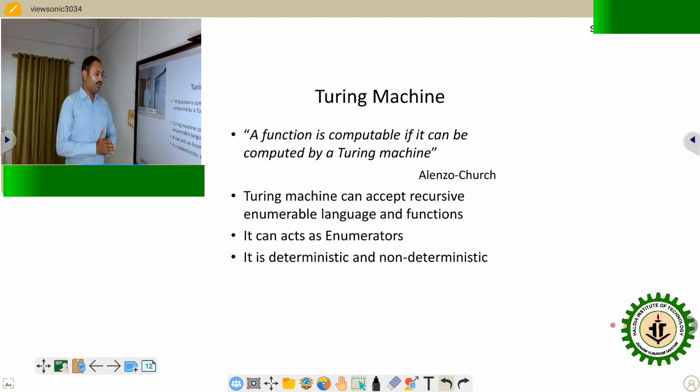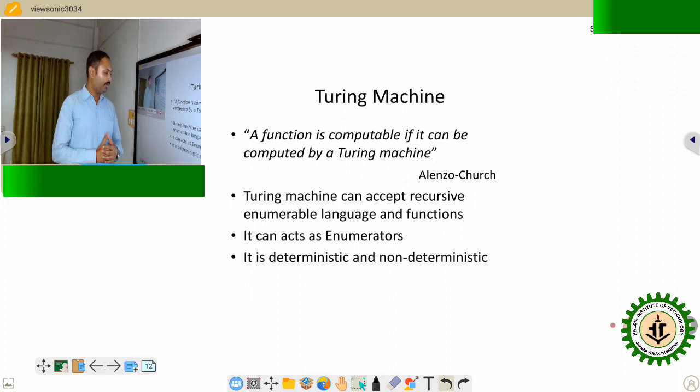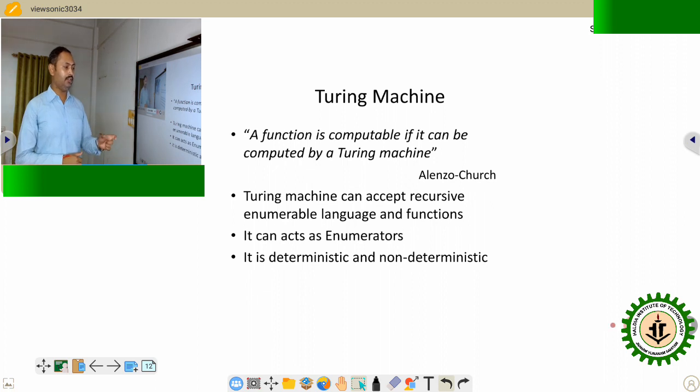A Turing machine may be deterministic or non-deterministic in nature, and it is very important that a Turing machine acts as an enumerator. It can list the elements of a set. So it can act as an enumerator.